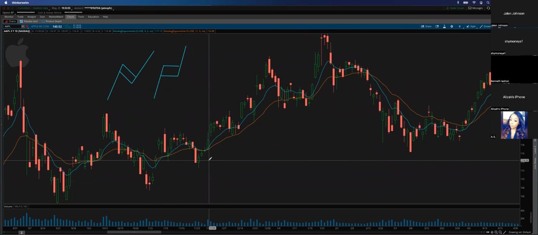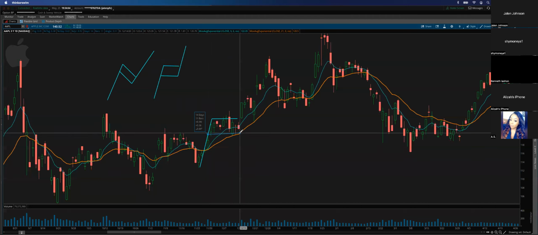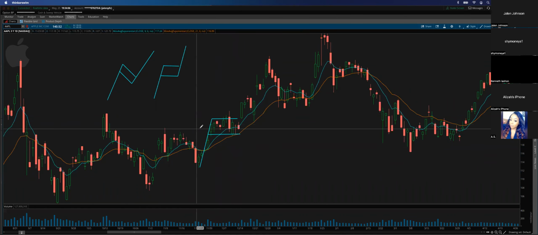Remember the characteristics. Impulsive move, correction, right? Now it ain't going to be pretty, but correction, impulse. How many of y'all seen that? How many of y'all seen this move? When I was looking at bull flags, how many of y'all seen that? They're not all going to be the same, right? Impulse, correction, impulse.